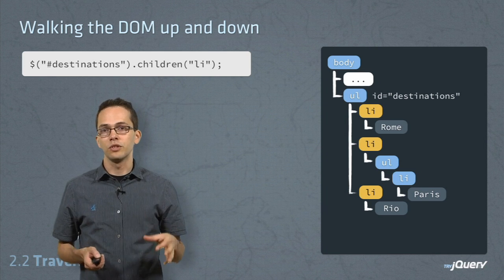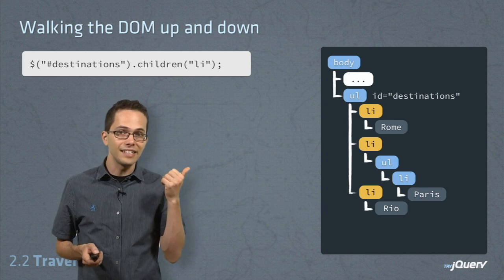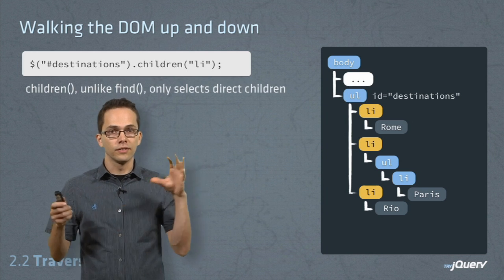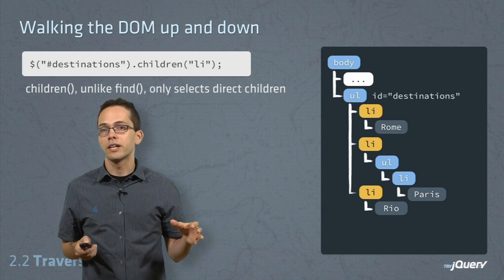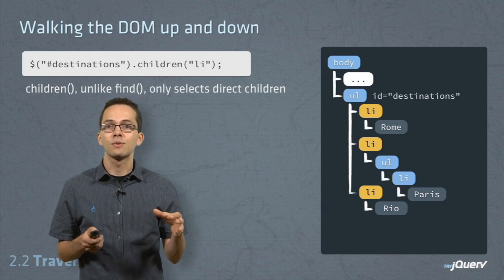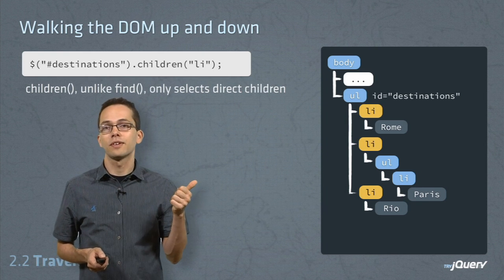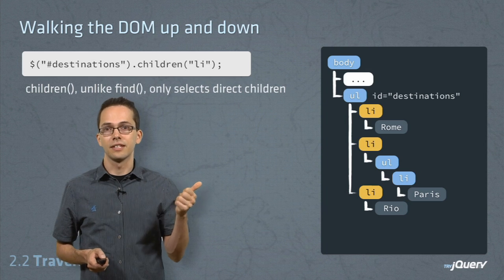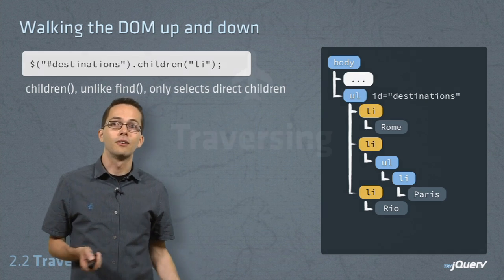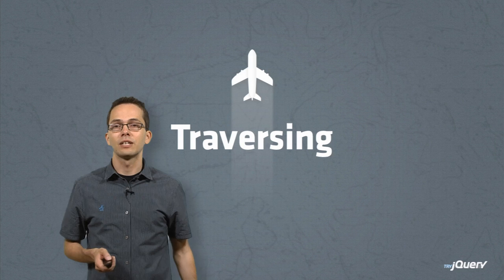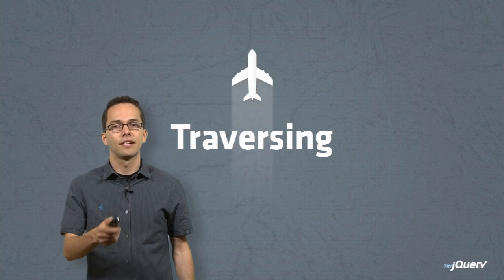Earlier in this level, we used find. If we used find here, it would have selected all of the list items. However, we only wanted the direct descendants. That's why we're using children here and specifying that we want all the children that are list items. All right, well, it's time for you to play around with traversal in the challenges, and I'll see you in level 3.